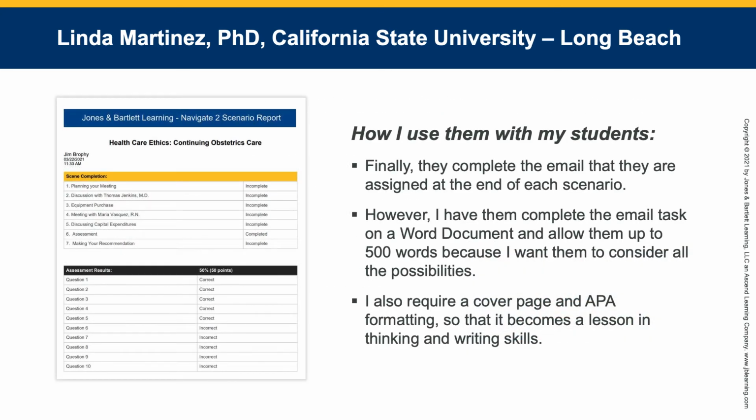Now, the email, I found that the email with just the 200 words or 250, whatever the cap is on it, is just not enough, because I've turned this into a writing assignment as well as an assignment on thinking and how to answer the questions. So I have them answer it in a Word doc, and they have to give more than that. They have to get up to about 500 words. And it has to be grammatically correct. I usually require them to have resources, so it's APA formatted.